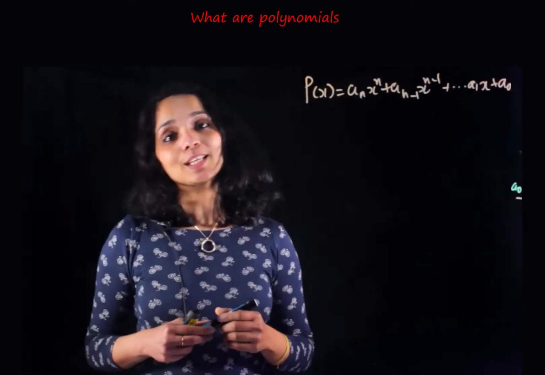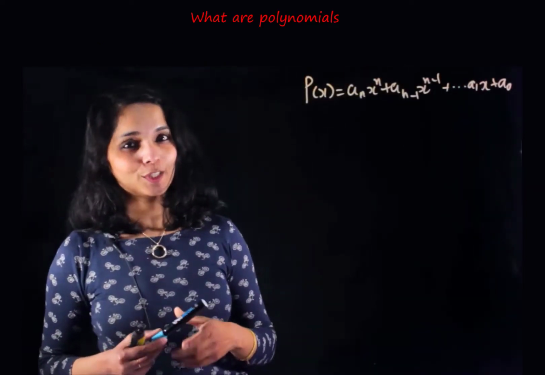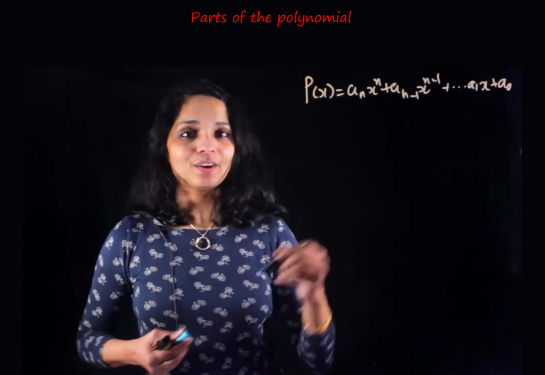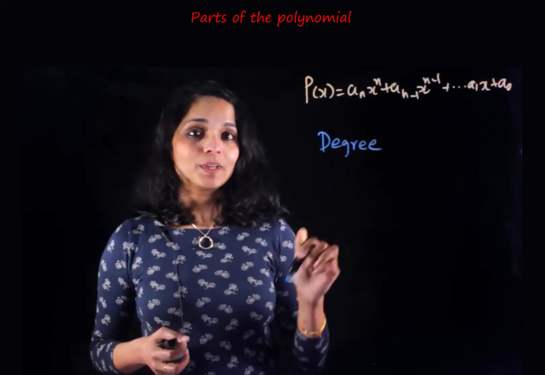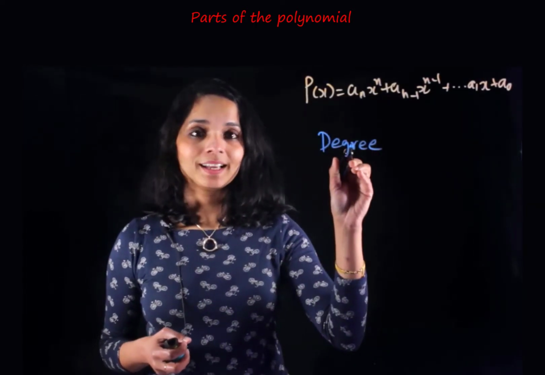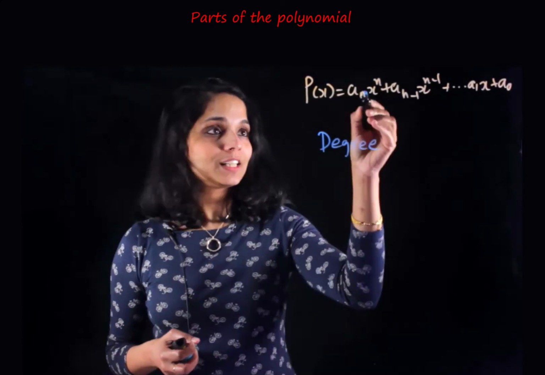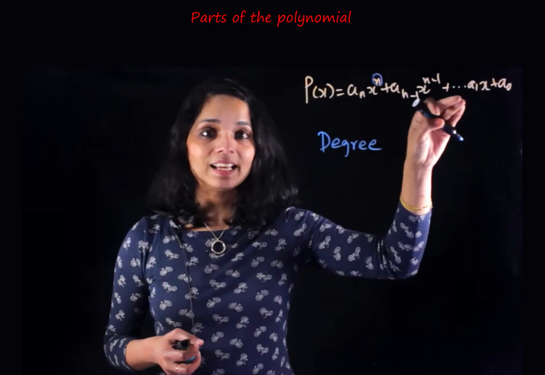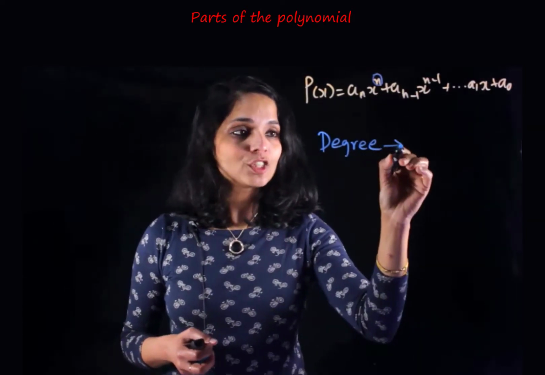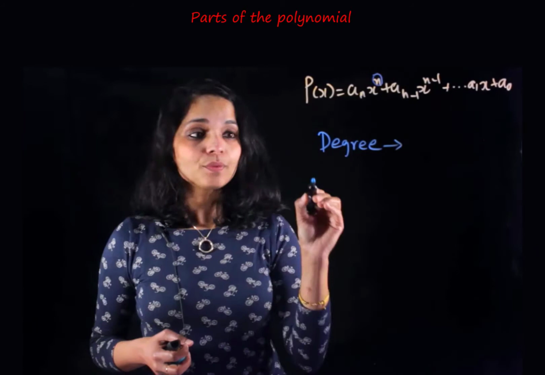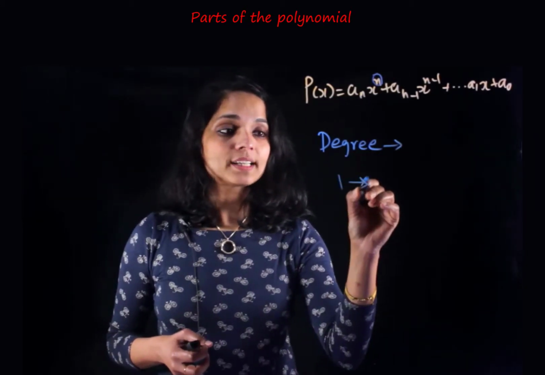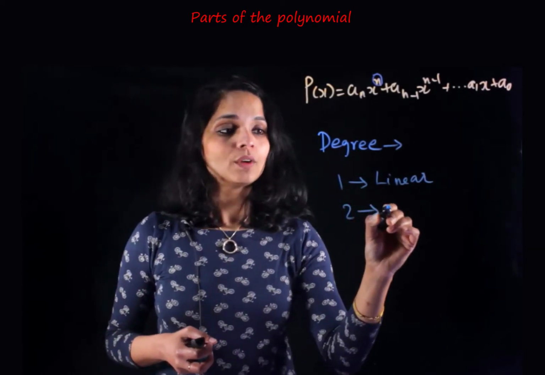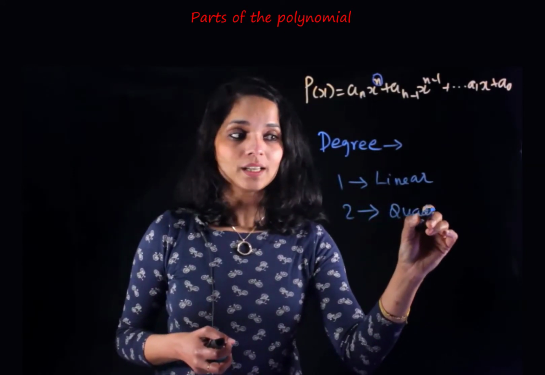Now let's look at some of the language we use for the different parts of the polynomial. The first thing is the degree of the polynomial. The degree of the polynomial is the largest exponent in the polynomial. In this one, n is the largest exponent, so this is a polynomial of degree n. The largest exponent is the degree. If the degree is 1, we call it a linear polynomial, and if it's degree 2, we call it a quadratic polynomial.